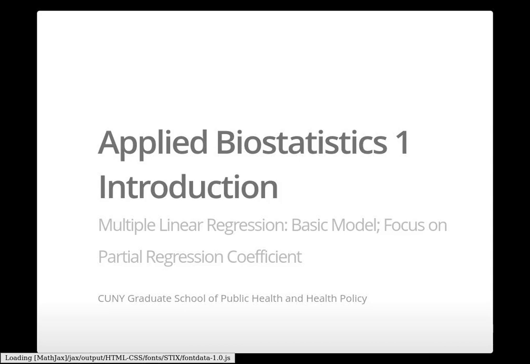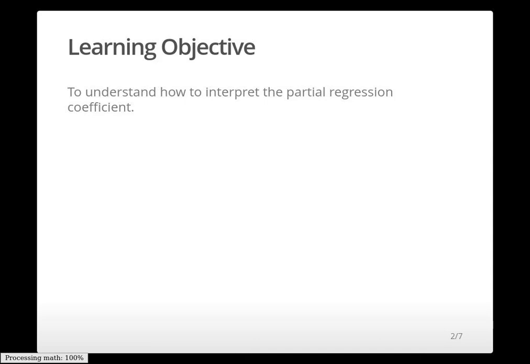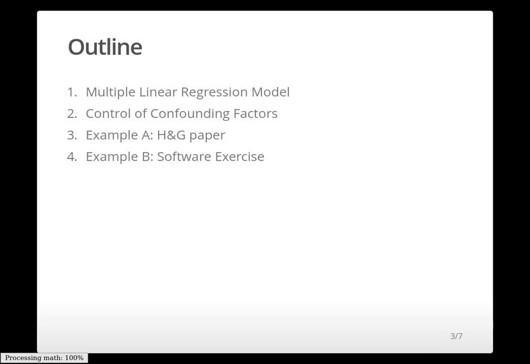Today, we study the basic model of multiple linear regression. Our focus will be on the partial regression coefficient. So, the primary learning objective of this session is to understand how to interpret the partial regression coefficient. The topics of this lecture will be discussed in this order.